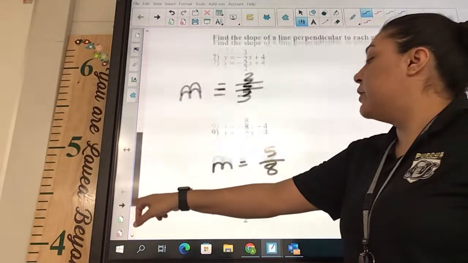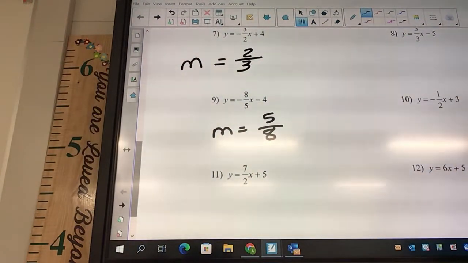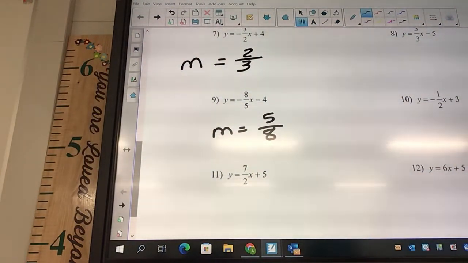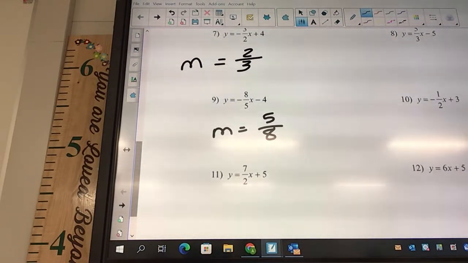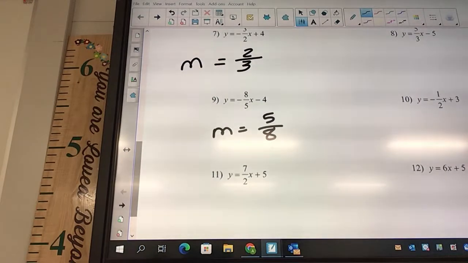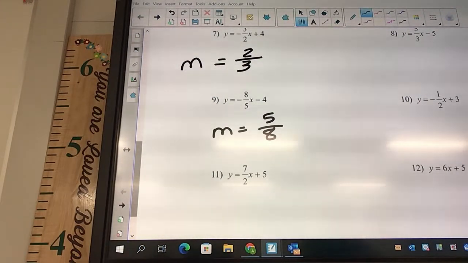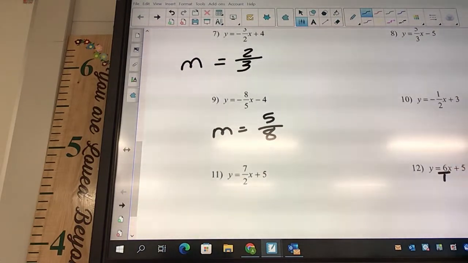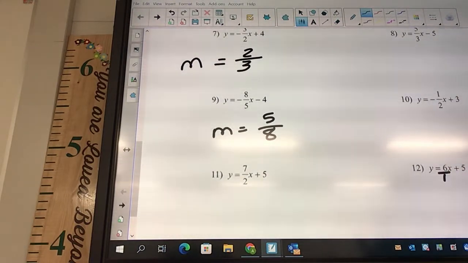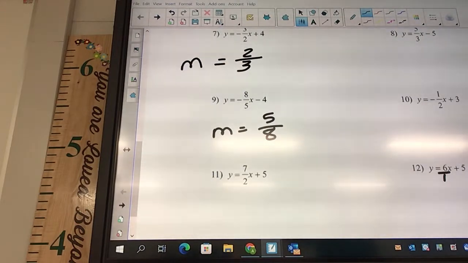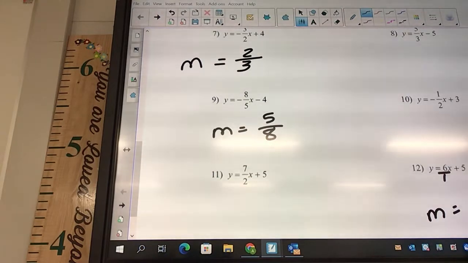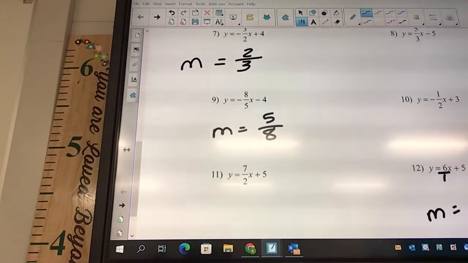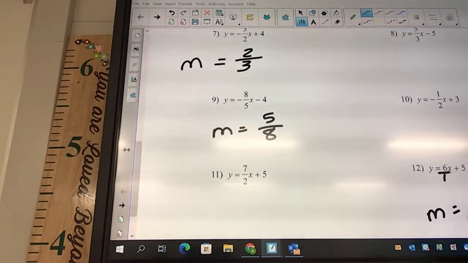And I don't normally do this, but look at 12. I'm going to do 12 instead of 11. If we look at 12, it's 6. So how do you flip a 6? You're going to put a 1 under it. So we can say 6 over 1 is still 6. Now if you flip it, it's going to be 1 over 6. And we need to change it, so it should be negative 1 over 6.